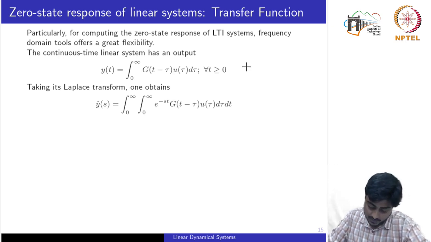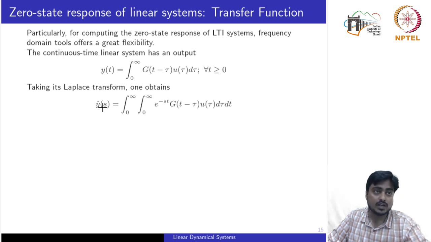So let's see the first equation, which is the basic equation from the previous result. Now if I take the Laplace transform of this part, we denote it y hat of s. Whenever we are using the frequency domain transformation of any time domain signal, we will introduce a hat over the same variable. So if we take this integral from 0 to infinity and 0 to infinity, it is given by e to the power minus st, G(t minus tau), u of tau, d tau and dt.